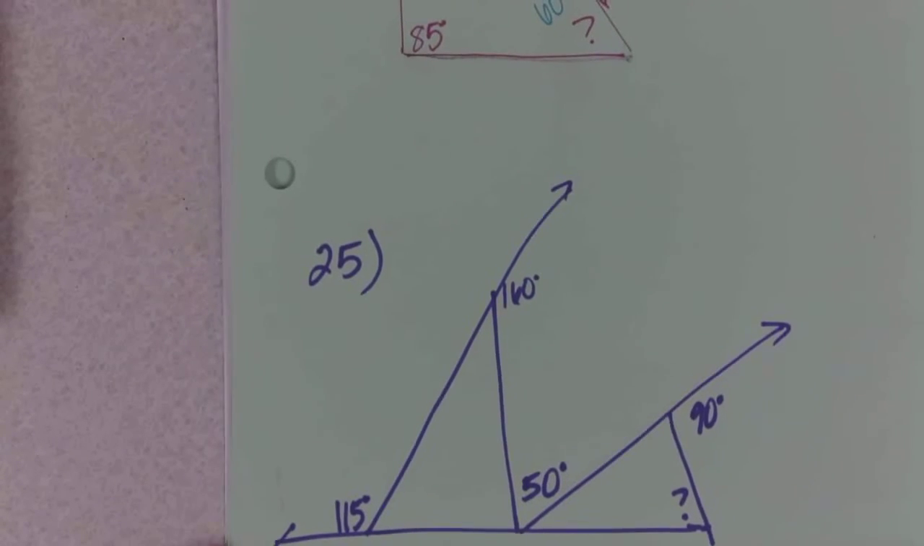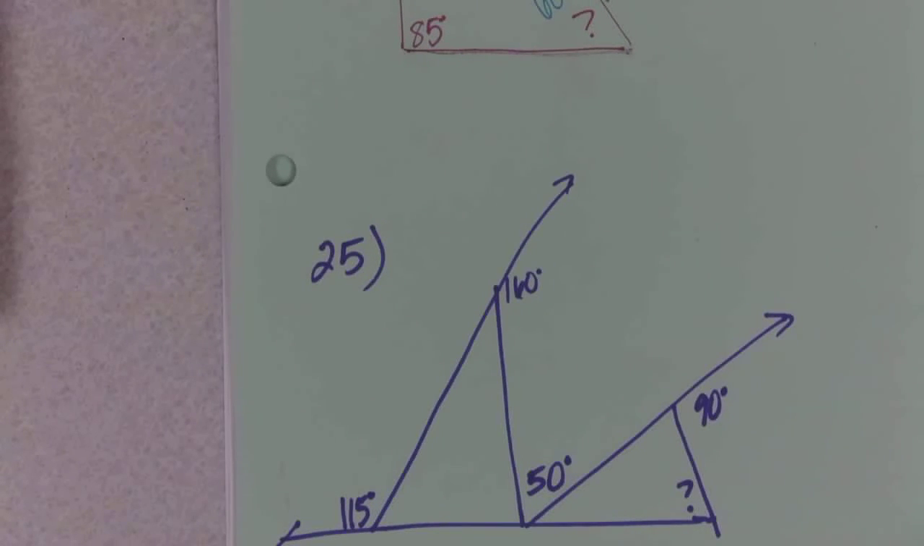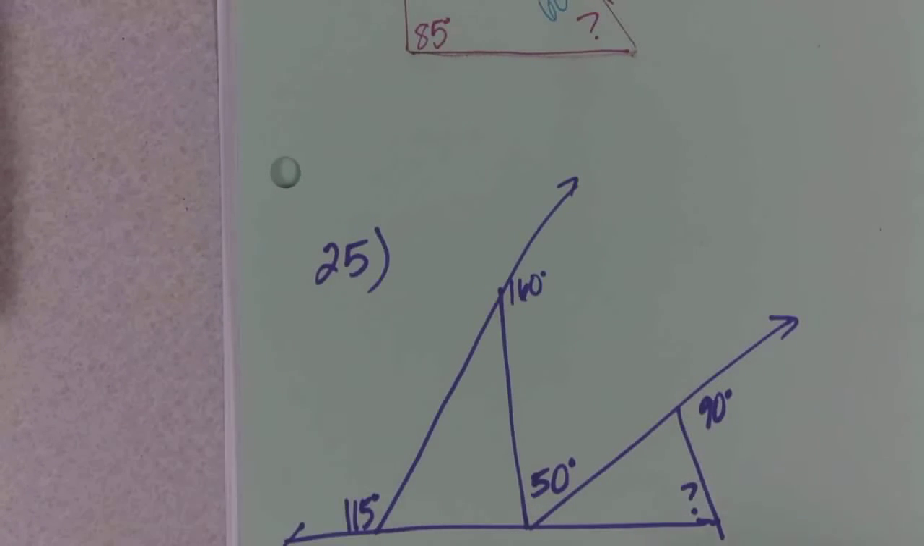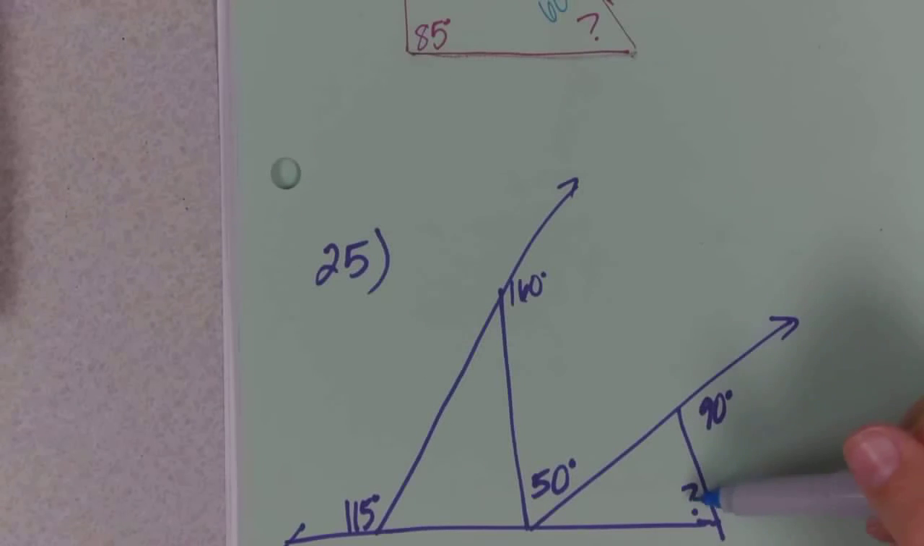Here's my rudimentary drawing of number 25. This is on page 24, next page. Okay. Now, when we're doing these problems, I tell kids to look out for right angles, linear pairs, and vertical angles, okay? So this is what we're going for.